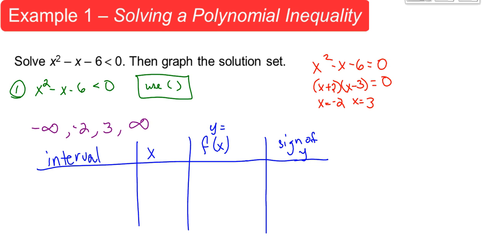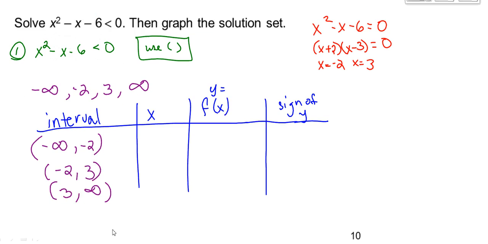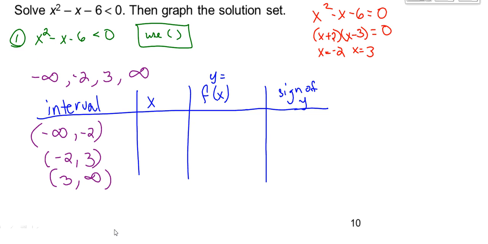Then I need my test intervals. I'm going to get that from this information right here and just go from left to right. So I'm going to go from negative infinity to negative 2, from negative 2 to 3, and from 3 to infinity. I've crossed the entire x-axis if I use those numbers. And then I just need test values. They can be anything. So in this one, I'll try negative 3, I'll try 0 because that's always easy, and I'll try 4 here.